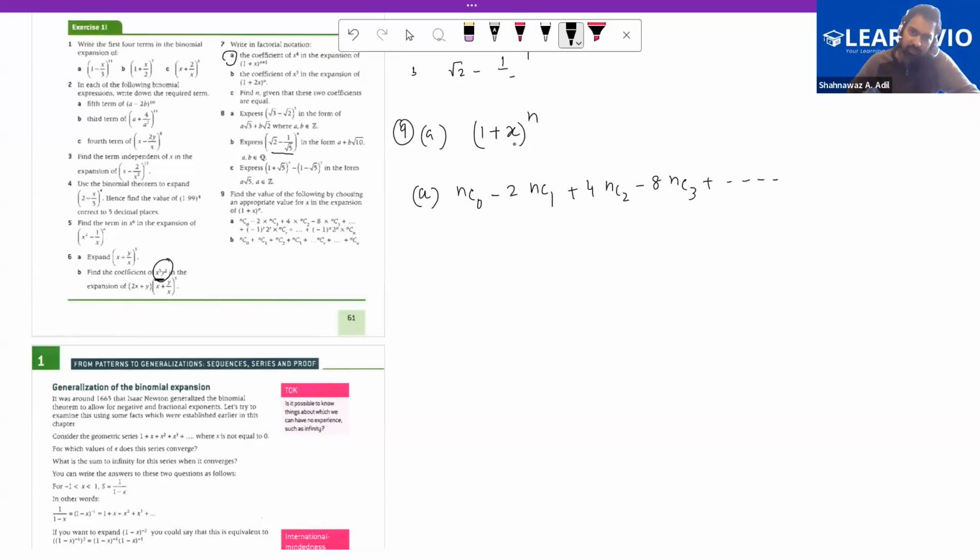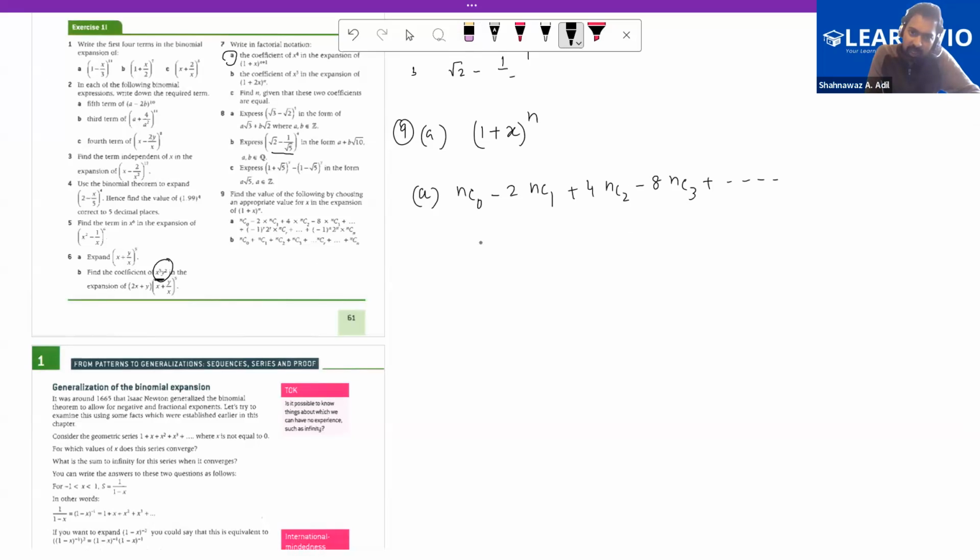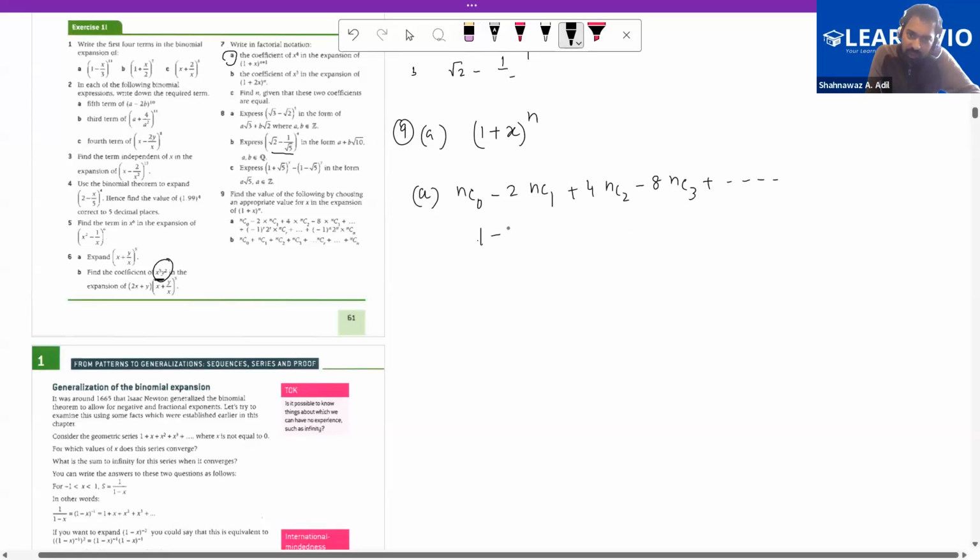Should be two, right? Please look at these signs as well, minus. Yes, absolutely correct. Good. So if we expand (1 - 2)^n, that should give us this, right? Then 1 minus 2 is minus 1, and then (-1)^n. So that is your answer, right?